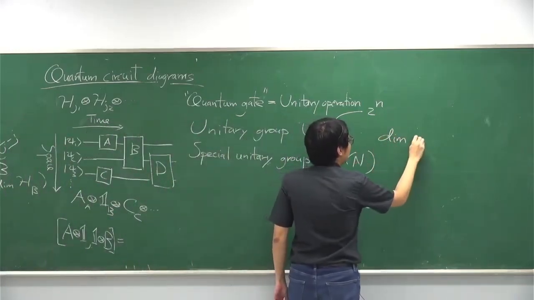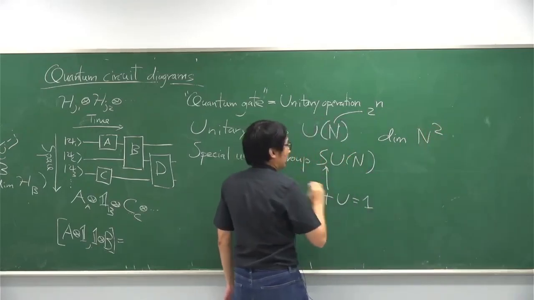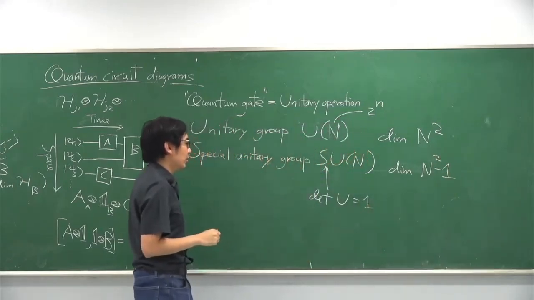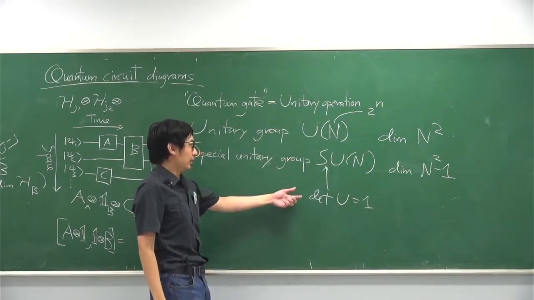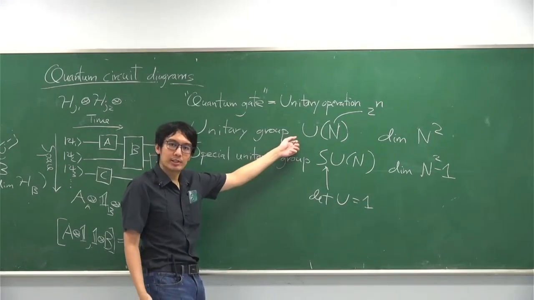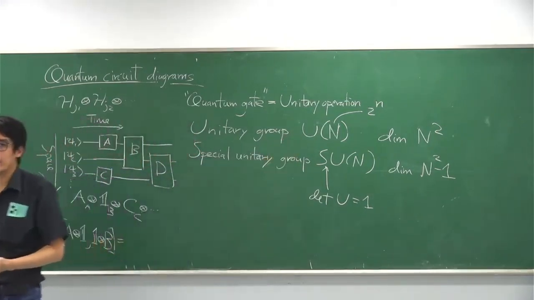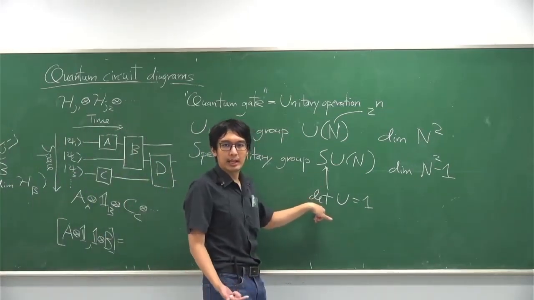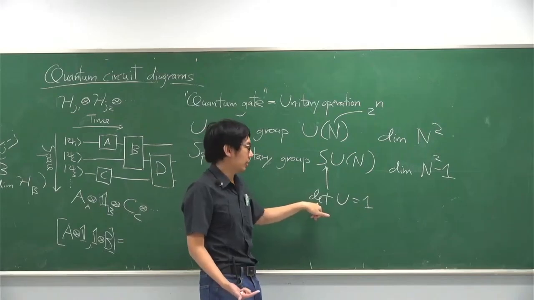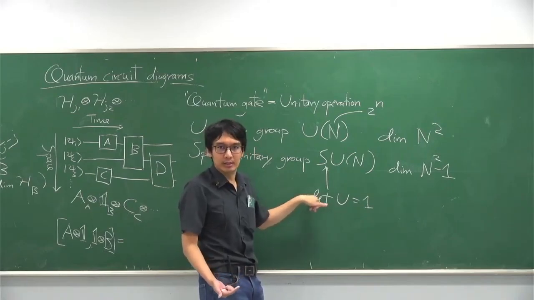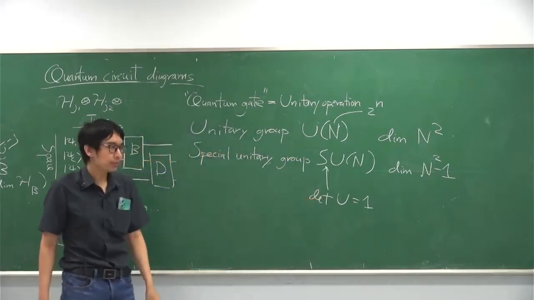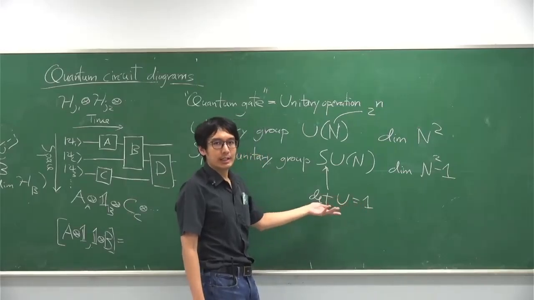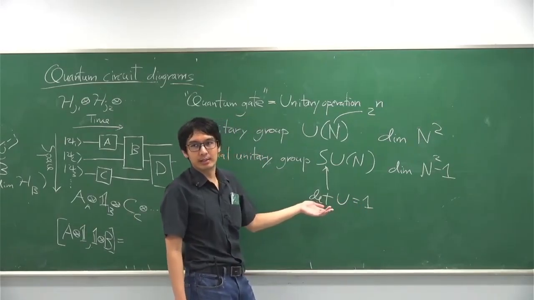So as a Lie group, this is dimension n squared. This is dimension n squared minus 1. And why? Because since a unitary matrix is always diagonalizable, you can think of the eigenvalues. The determinant is the product of all eigenvalues, right? So you only need to change one eigenvalue to satisfy this constraint. And this is kind of arbitrary, and it reflects the fact that global phase is unphysical, right?